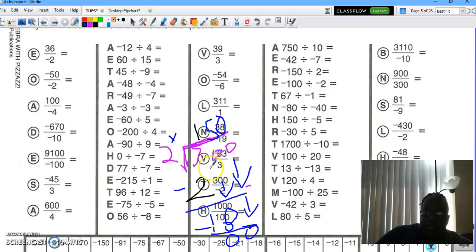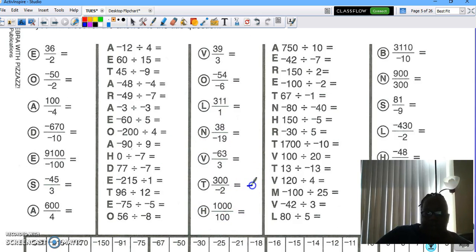Okay? So, where was that one at? Here we go. Now that we know that the answer, remember, is going to be negative 150. Okay? Look at that. It's right there. So you know you got to put a T.